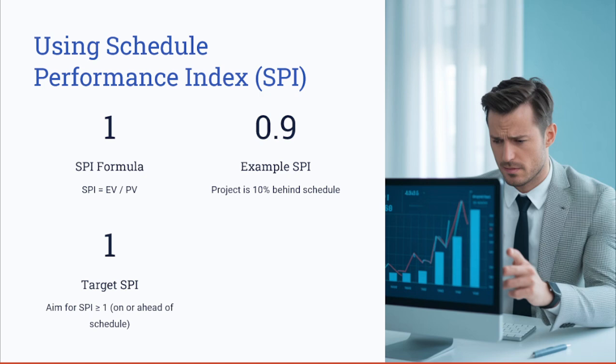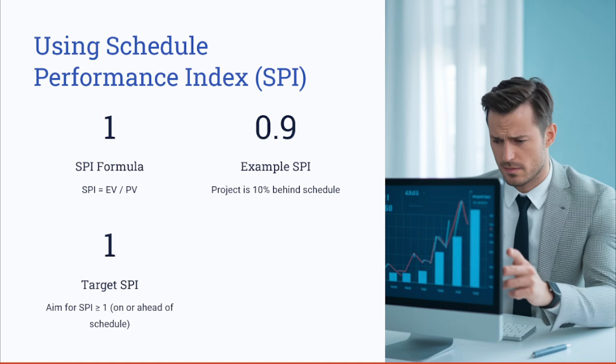The example here presents a project where the planned value, or PV, is 100,000 US dollars, and the earned value, or EV, is 90,000 US dollars. To calculate the SPI, remember that SPI equals EV divided by PV. So 90,000 divided by 100,000, and the SPI here would be 0.9. An SPI of 0.9 means that the project is behind schedule by 10% and requires corrective action.